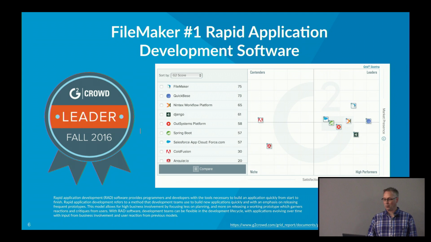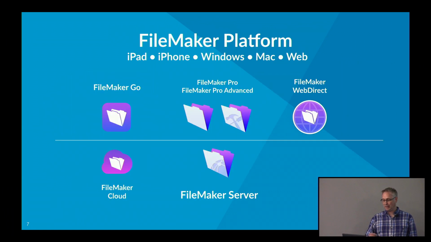FileMaker is the number one rapid application development software in the world according to G2 Crowd, and that's a great place for it to be. FileMaker is not just one product, it's a platform of several products. We've got FileMaker Go, which is a client that allows you to run solutions on the iPad or the iPhone, iOS devices. You've got FileMaker Pro, which is the client that runs on Mac or Windows, and then FileMaker Pro Advanced, which is the developer version of that. It has a few more utilities that are helpful for development.